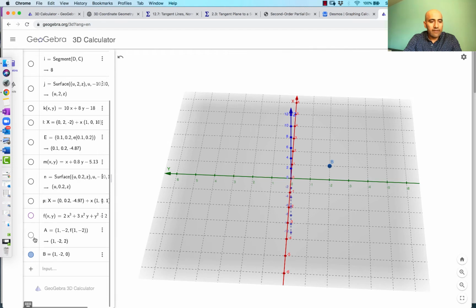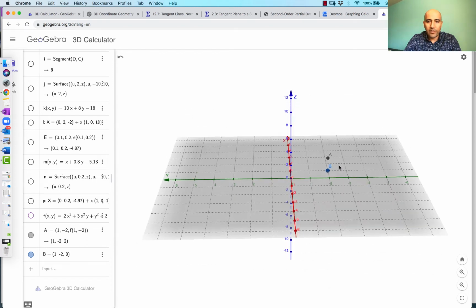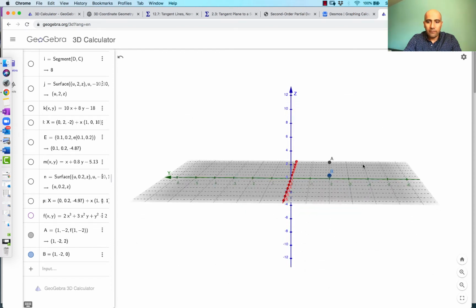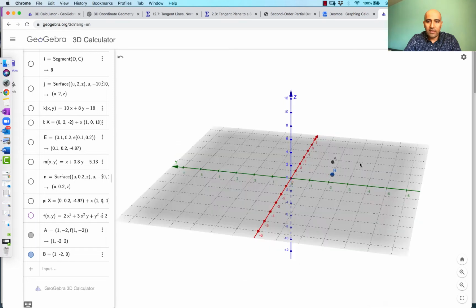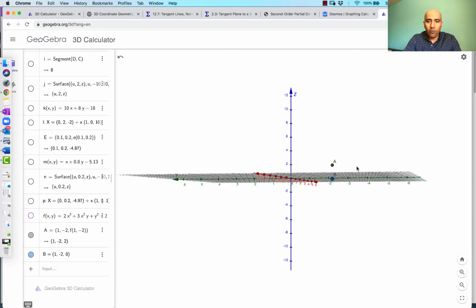So if I evaluate that function at the input values of x equals 1 and y equals -2, we end up with a point of 2. So we end up with this point here. Let me tilt it so we can see that it's hovering above it. Okay, so the point A is hovering above the point B. You can see it better here, right? So it's got some height now.